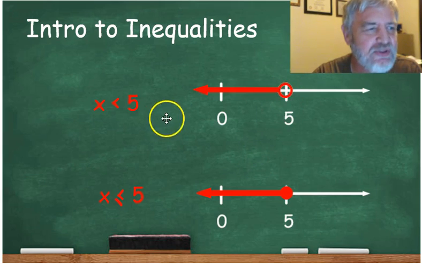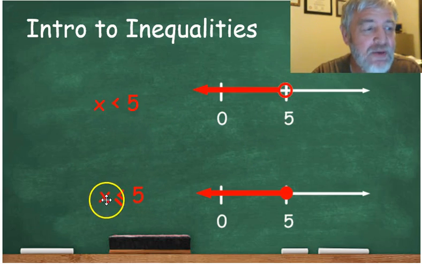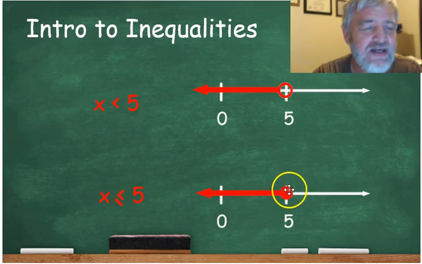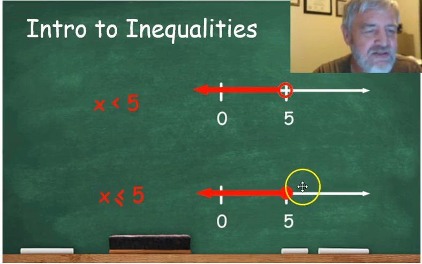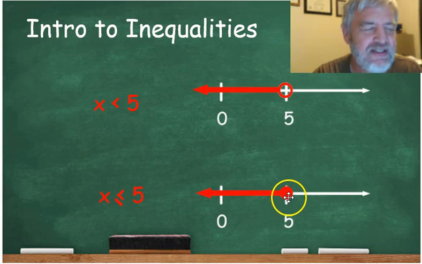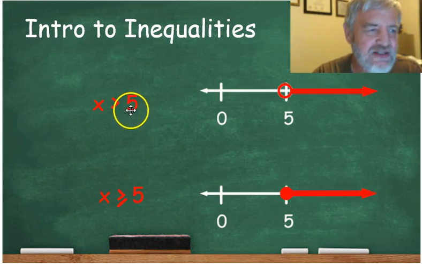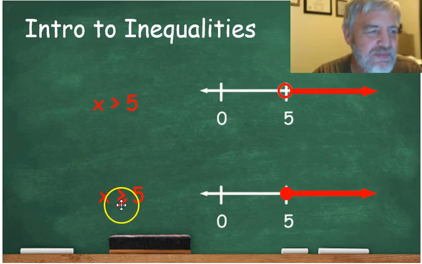We don't include 5 when there's no equal sign, and we show that by having a circle that's hollow at that endpoint. But when this says it can be equal to or smaller than 5, the extra little mark tells me I have to do the extra little step of including 5, and I show that by filling in the mark. The same is true if we go in the reverse direction. Numbers that are bigger than or equal to 5 would have to have that filled in.